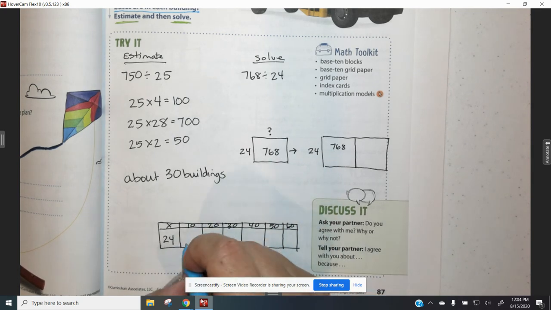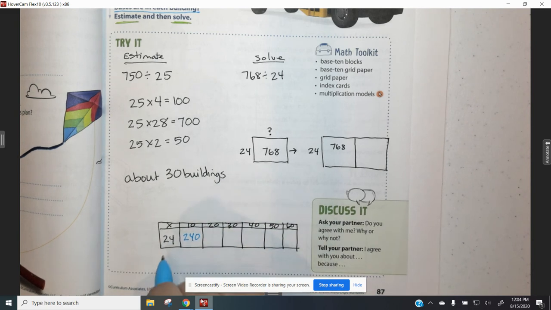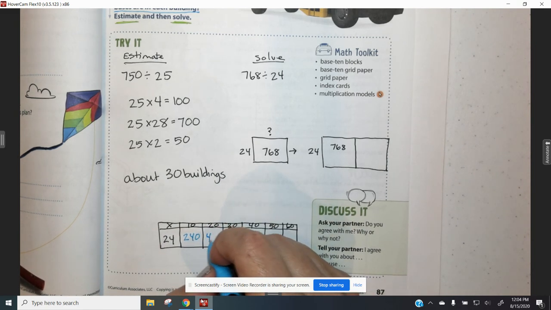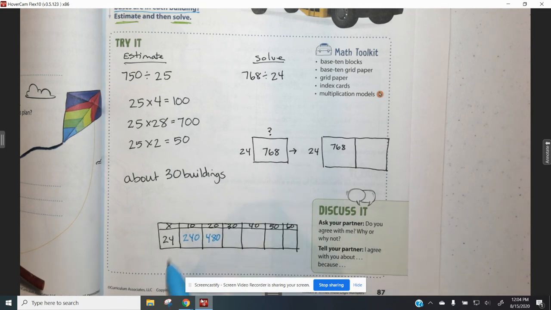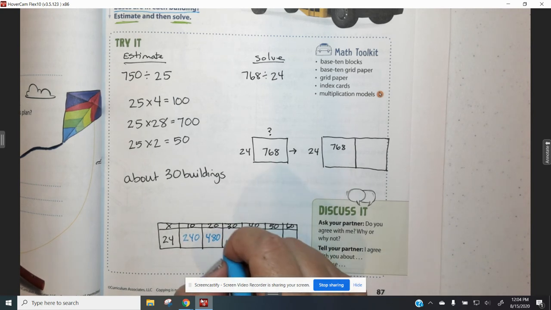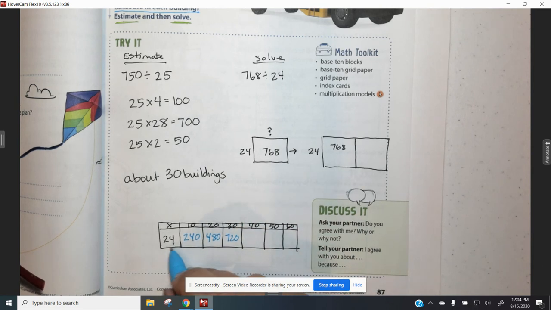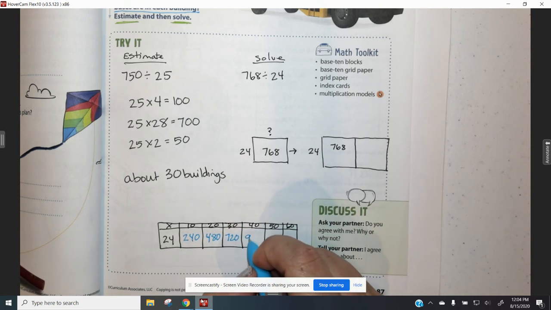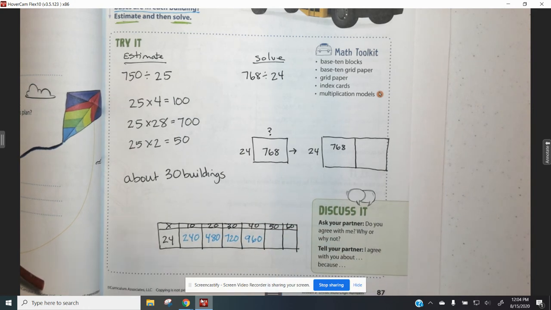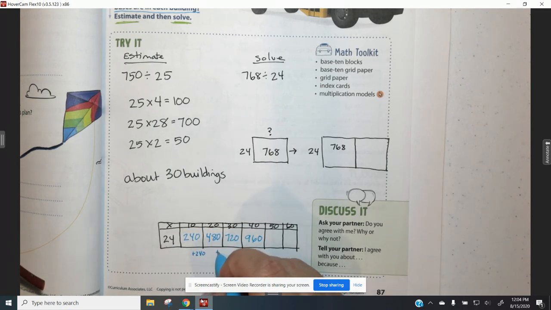So 24 times 10 is 240. 24 times 20 is 480. 24 times 30 is 720. 24 times 40 is 960. Oh my goodness, hopefully you told me to stop. Now we've gone over. The way I went up each time, we're skip counting by plus 240 each time. So that's how we get to the next number.